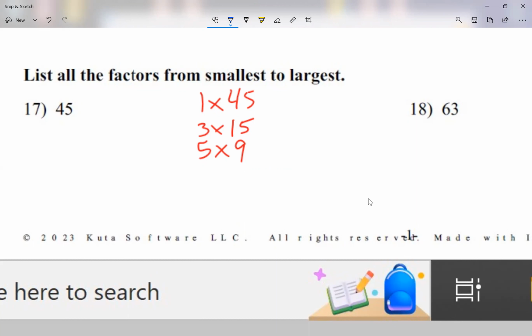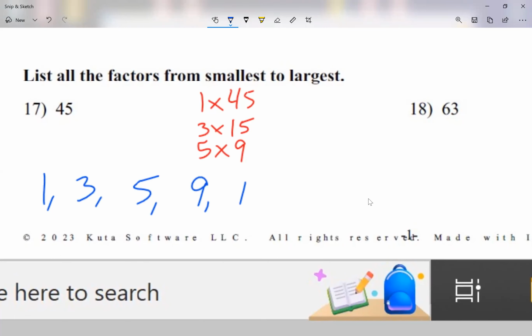I'm going to list them from small to large. So my answer would be 1, 3, 5, 9, 15, and 45. One thing, when you guys type this in, make sure you don't forget there's a comma in between the numbers. You guys see my comma here. And make sure you don't forget there's a space after each comma. Not at the end, not after 45, right? There's nothing after 45, just after each comma.